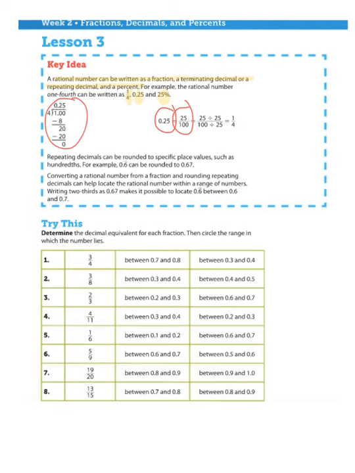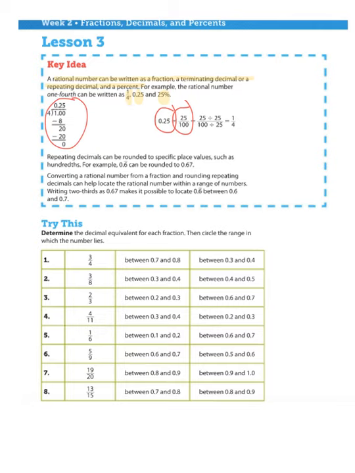Repeating decimals can be rounded to specific place values such as hundredths. For example, 0.6 repeating can be rounded to 0.67. Converting a rational number from a fraction and rounding repeating decimals can help locate the rational number within a range of numbers. Writing 2/3 as 0.67 makes it possible to locate 0.6 repeating between 0.6 and 0.7.